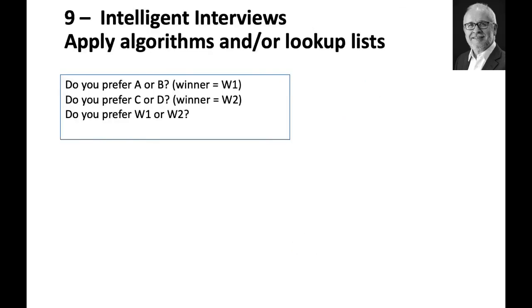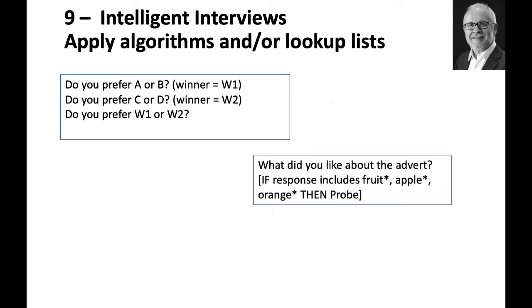Intelligent interviews or adaptive interviews apply algorithms and/or a lookup list. So here's a very simple one. Do you prefer A or B? And we'll code the winner as W1. Do you prefer C or D? We'll code the winner as W2. And then we will ask the question, do you prefer W1 or W2? And that will seem adaptive and it will seem intelligent to the respondent.